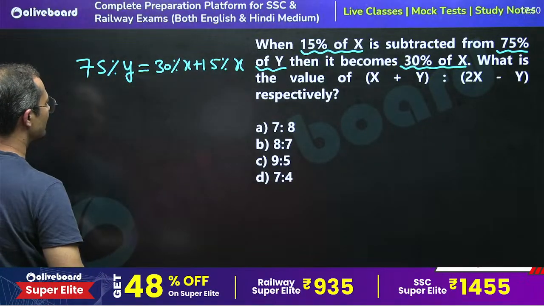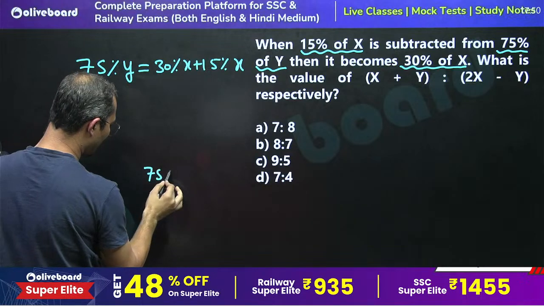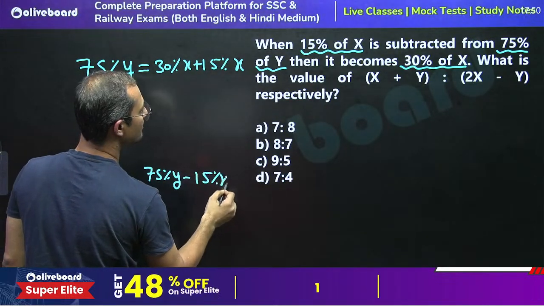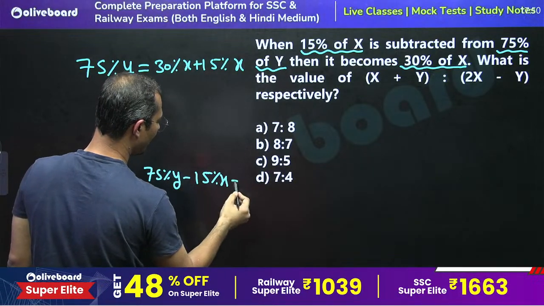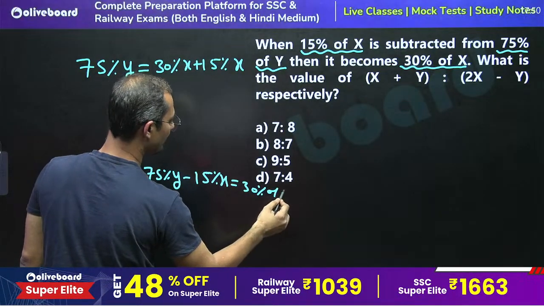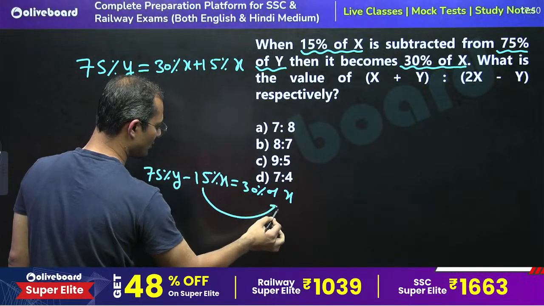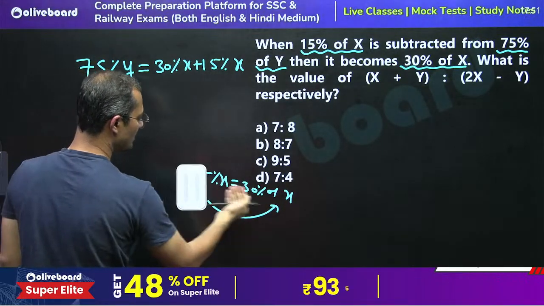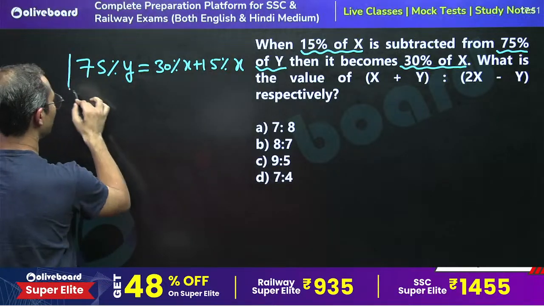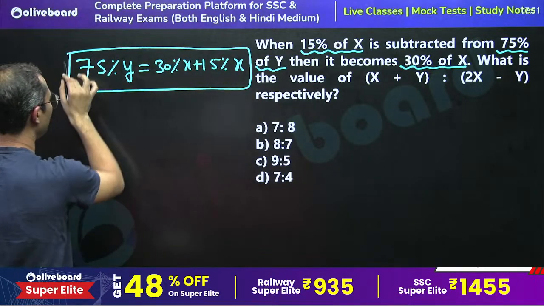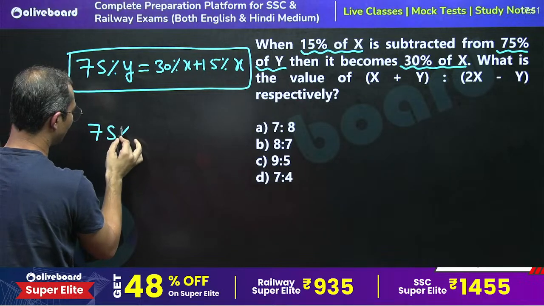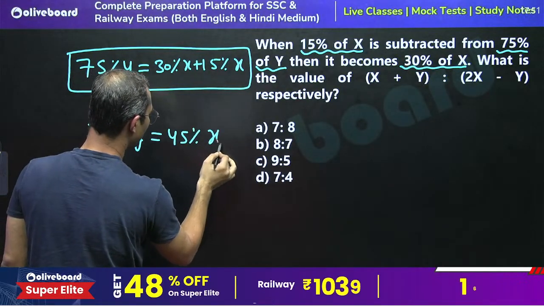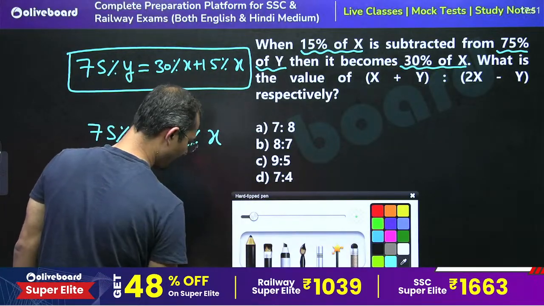Is this clear? When we subtract 15% of x from 75% of y, we get 30% of x, right? So just transferring 15% to the right side, we get 30% of x plus 15% of x. So directly we can write that 75% of y is equal to 45% of x, right? 45% of x. Is this clear?